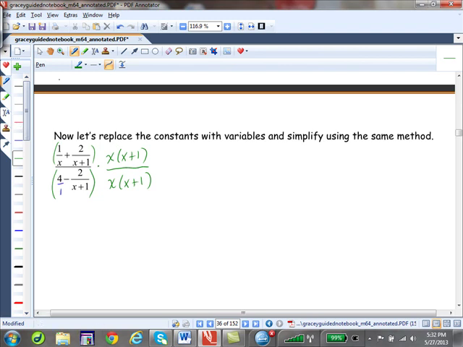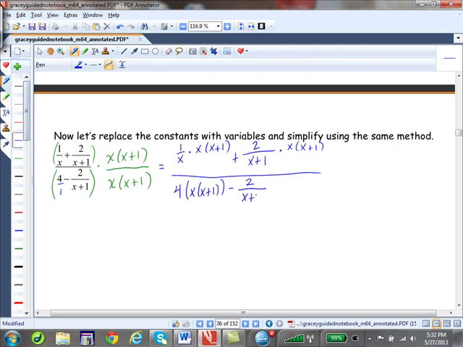Okay, so again, and you really need to show this step because it's very easy to make an error. We are going to be multiplying 1 over x times x plus 1, plus 2 over x plus 1 times x plus 1, all over 4 times x plus 1, minus 2 over x plus 1 times x plus 1.